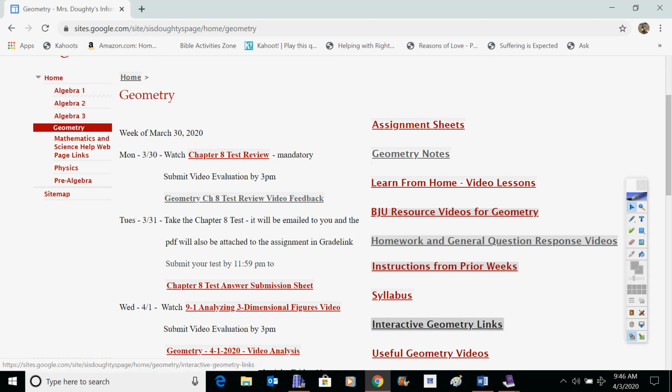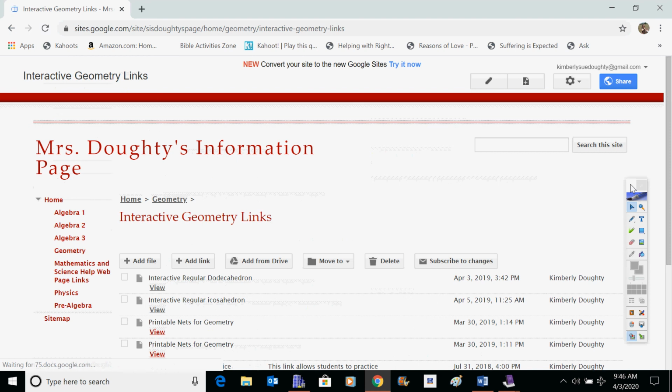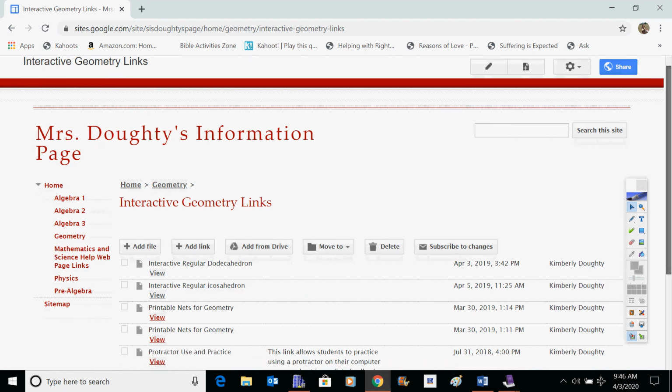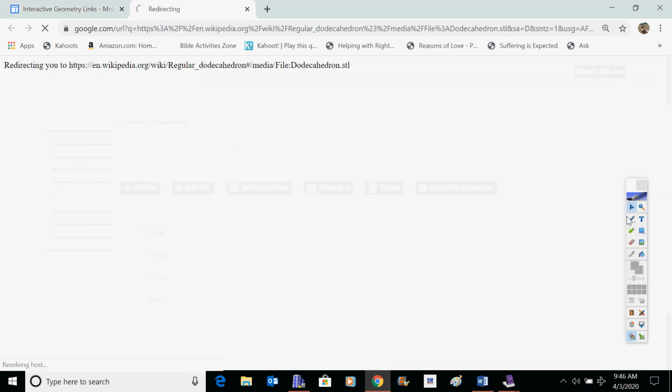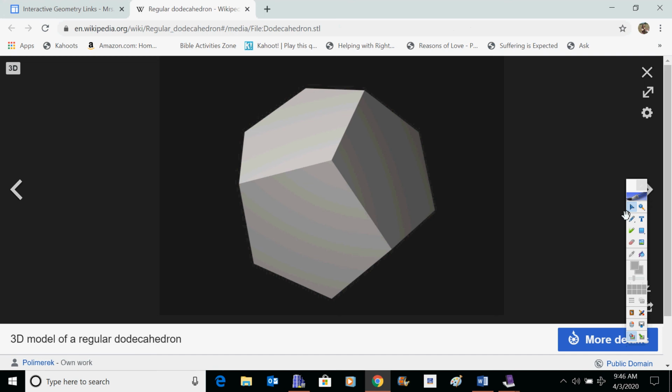But right down here we have interactive geometry links, and that's what I want to look at just real quick. Okay, the interactive regular dodecahedron, which means that you can bring that up and hopefully spin it a little bit and take a look at it. Let's take a look at your regular dodecahedron. Like I say, Wikipedia can be good for its purposes.